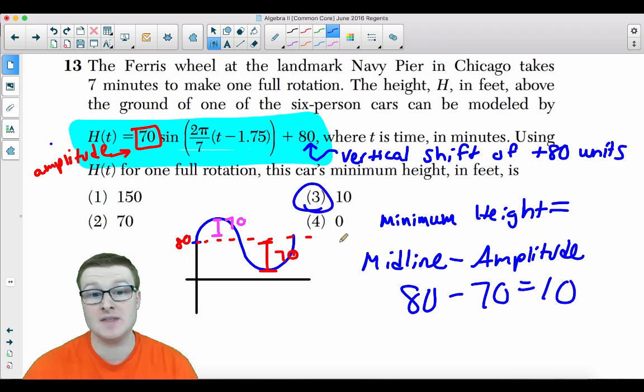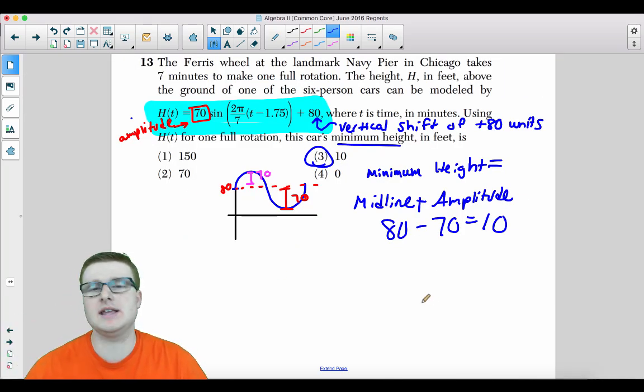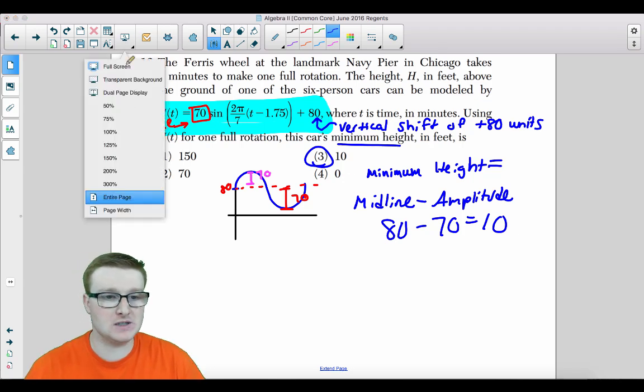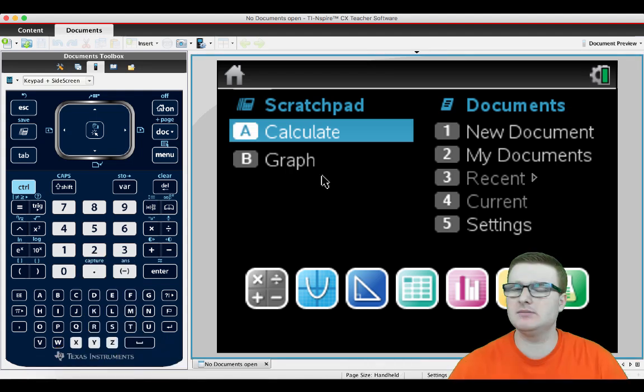Your answer is choice 3. That is your minimum height. Now, what would you think your maximum height would be? Well, your maximum height would be your midline plus the amplitude, which would be 150. 150 is your maximum height. So that's how you do it if you know what each piece means in this equation. Now, what happens if you want to do it on the graphing calculator? I'm glad you asked.